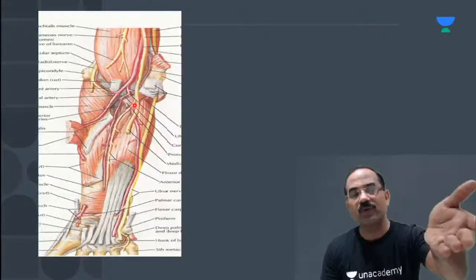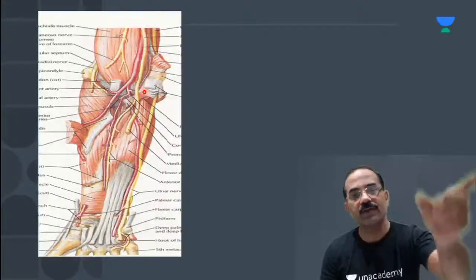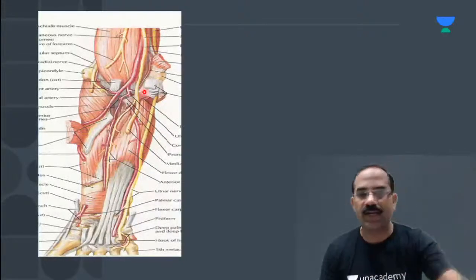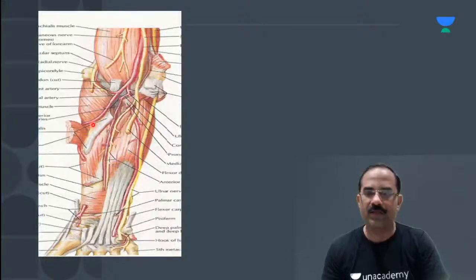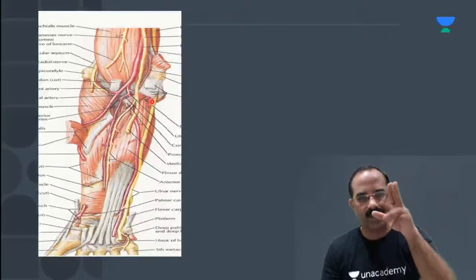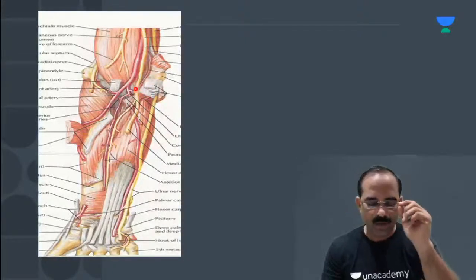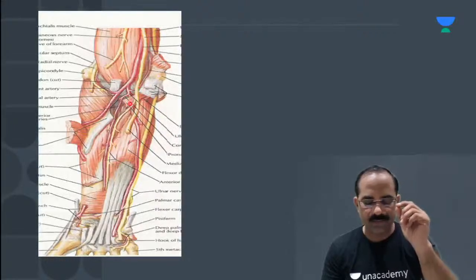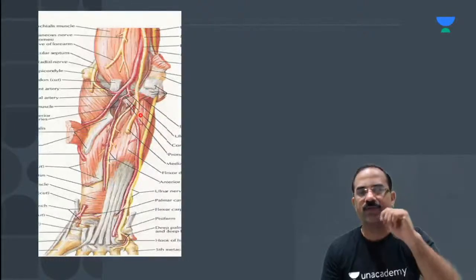Which head of Pronator Teres is going to cover the median nerve? The superficial head. The superficial head of Pronator Teres is going to cover the median nerve. Now we cut the superficial head. What is this now? That's a median nerve.